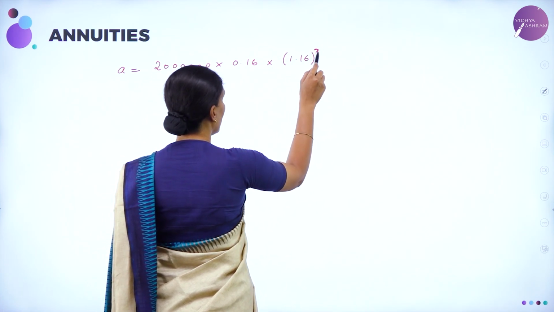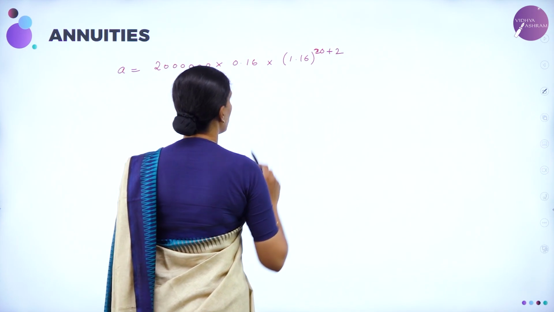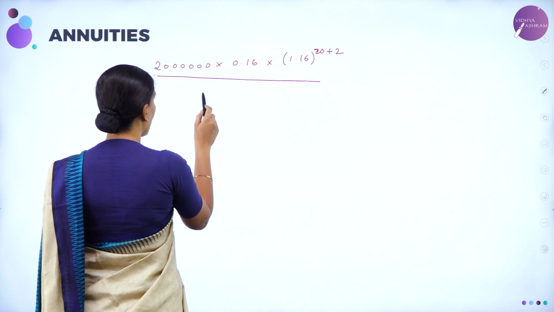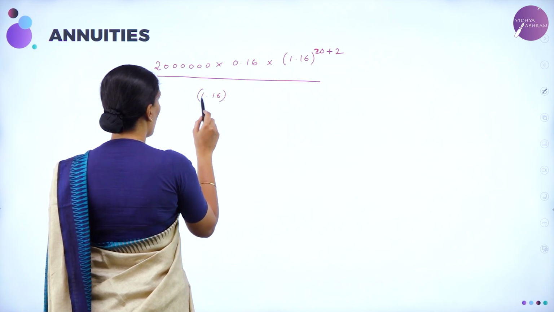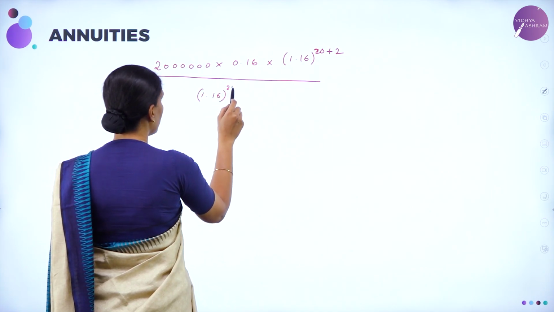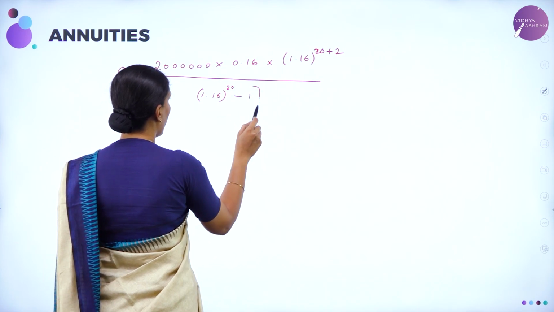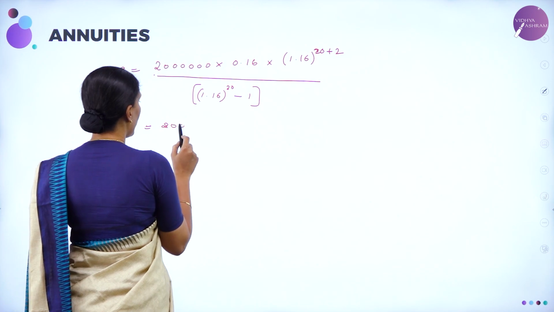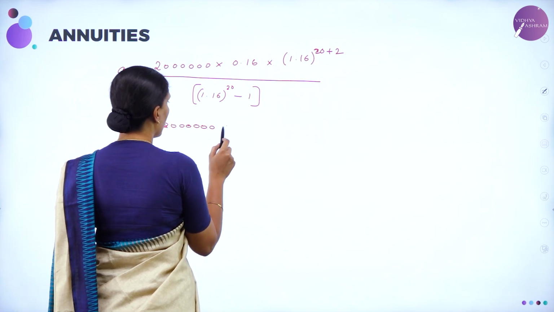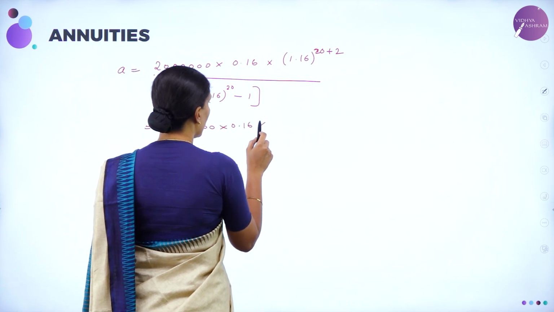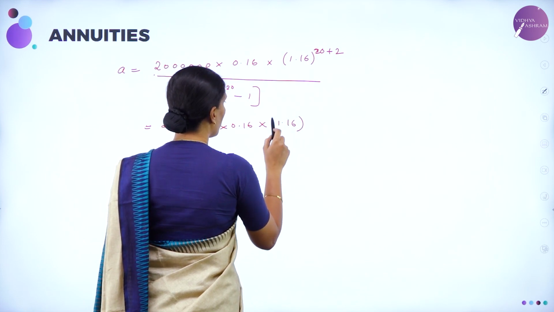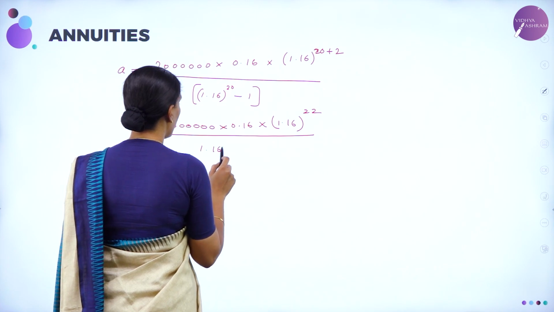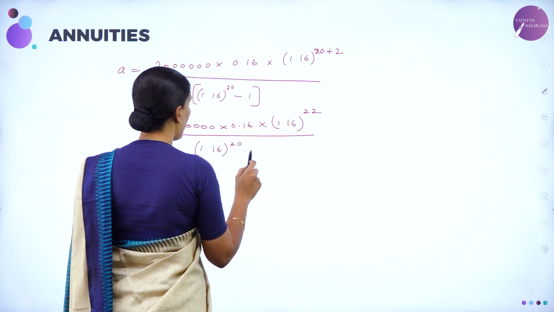So that is here 20 plus 2, which is 22, whole divided by (1 plus I), again 1.16, whole to the power 20 minus 1. So now the value here is 20 lakhs into 0.16 into 1.16 whole to the power 22 whole divided by 1.16 whole to the power 20 minus 1.